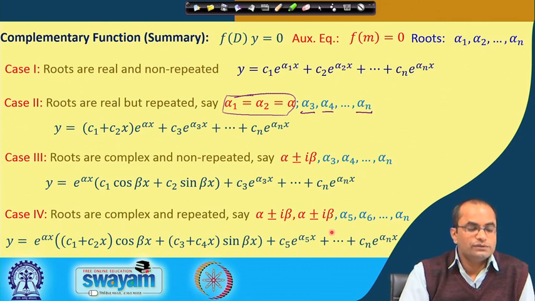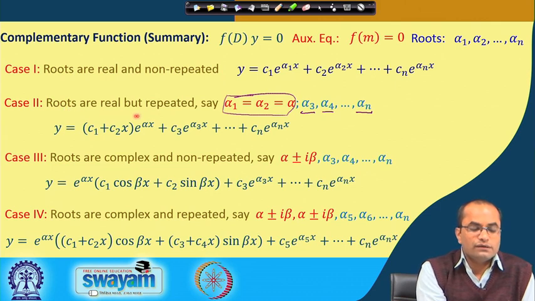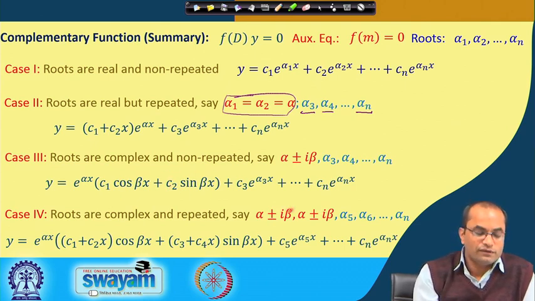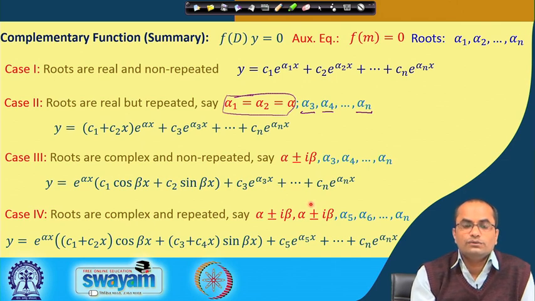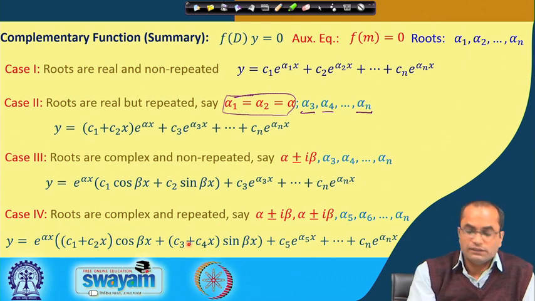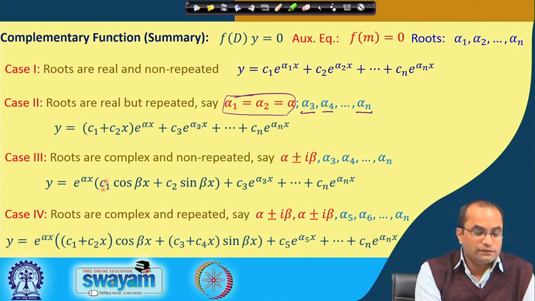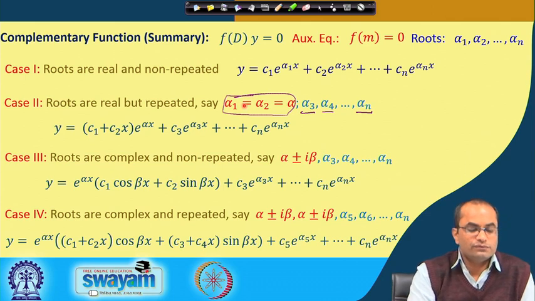So, this is the whole summary. We have the real non repeated roots case. When roots are real but repeated, we have a polynomial term with the constants. When we have complex roots, we have exactly c1 cos beta x plus c2 sin beta x terms. And when we have complex and repeated roots, again we have e^(alpha x), and then c1 plus c2 x and c3 plus c4 x terms, as in the case of repeated real roots.